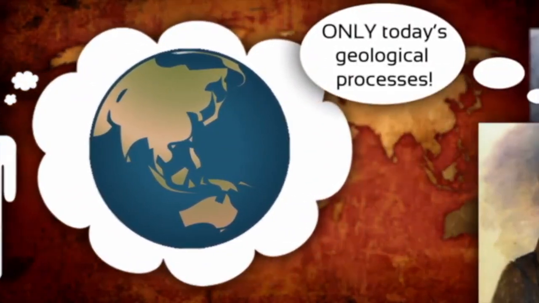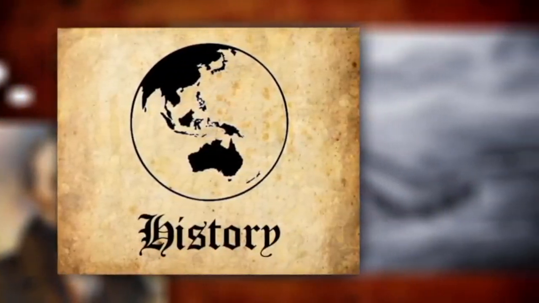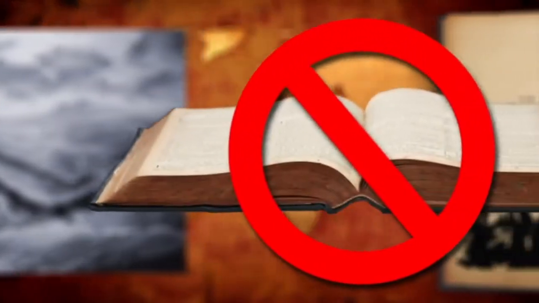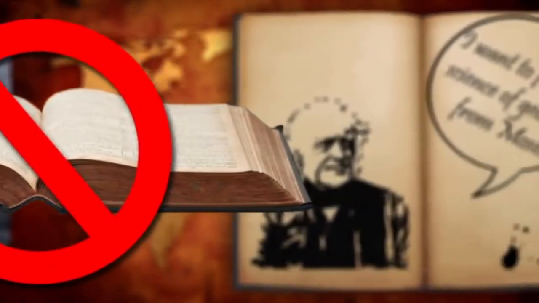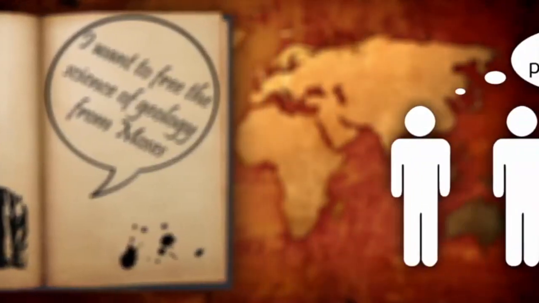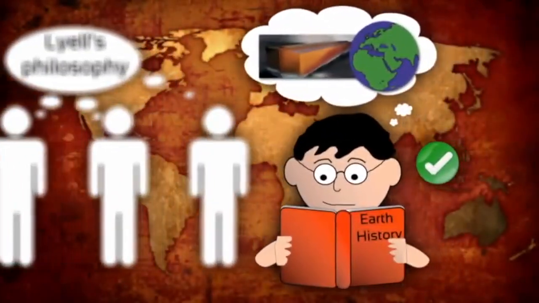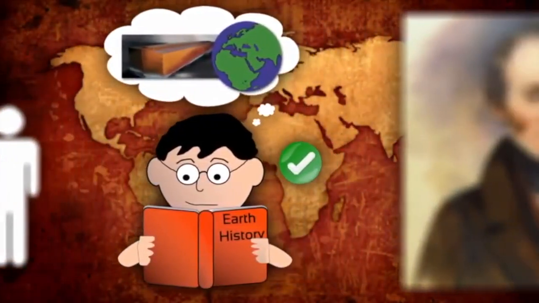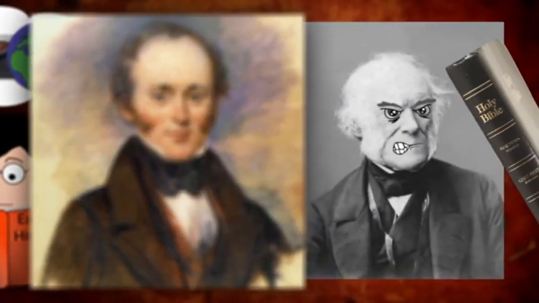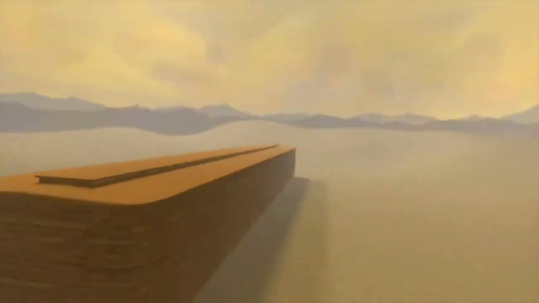According to Lyell, we should only appeal to today's geological processes to explain Earth history. However, this approach meant that the global flood recorded in the Bible was automatically ruled out of consideration. Lyell wanted, he wrote, to free the science of geology from Moses. Regrettably, many people have uncritically adopted Lyell's philosophy without considering how Noah's flood can help us understand Earth history. Lyell changed the way many people think, but his approach was motivated by his anti-biblical philosophy. Indeed, it is very difficult to explain Earth's history without Noah's flood.